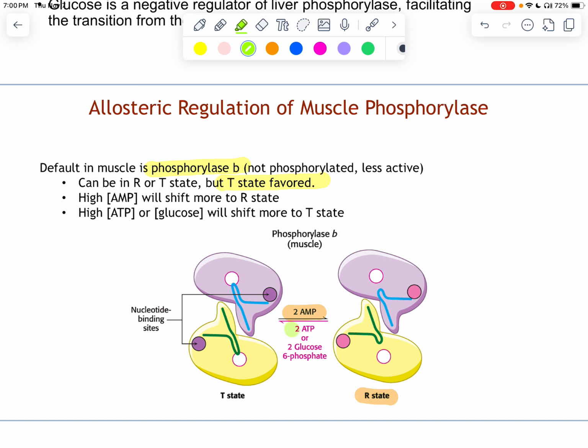On the other hand, if we have plenty of energy, the energy needs of the cell are met, or we can see through our metabolites that we don't need to make the glucose, we've got a high glucose 6-phosphate. Those allosteric effectors shift us back to the T, less active state. So AMP shifts us to have more R, so it'll be more active, and we'll break down glycogen more. The ATP, or the glucose 6-phosphate, will shift us more towards the T state. So we'll have these two states in equilibrium, right? But we can have more of one or the other.